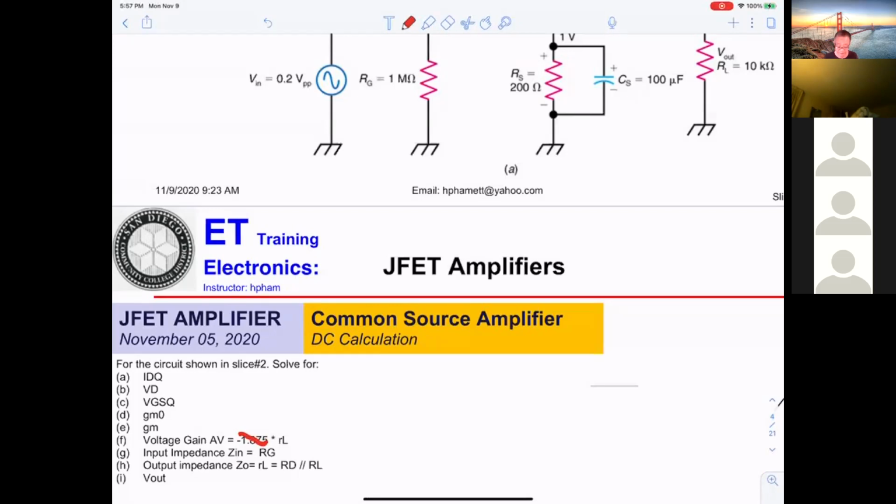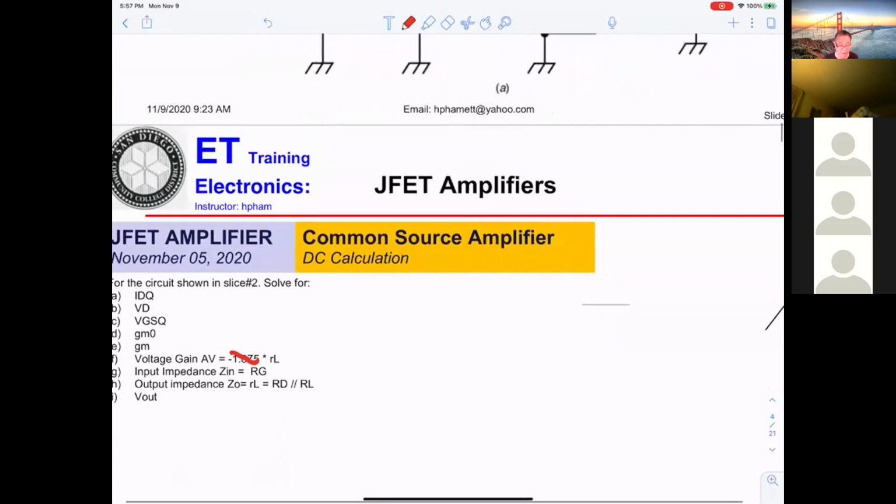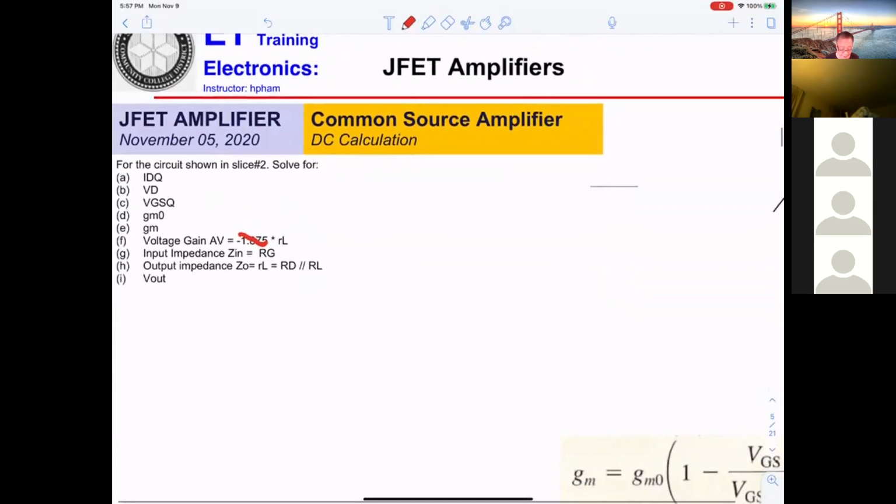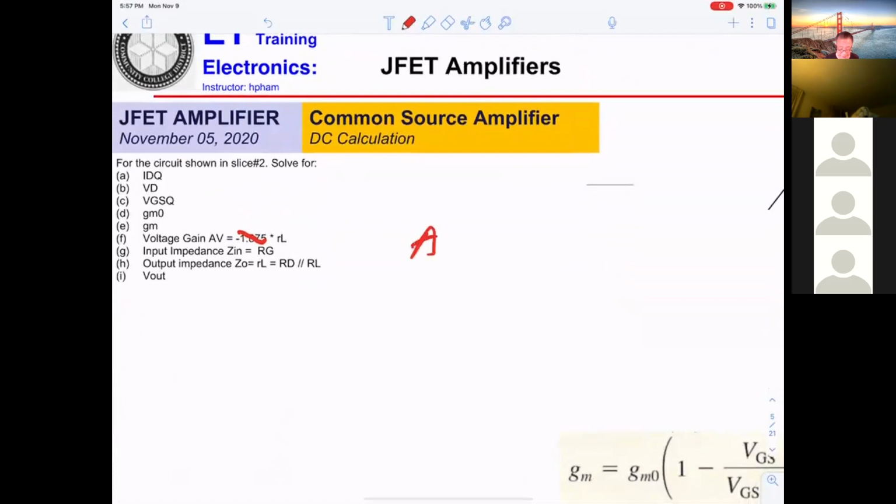Remember, sometimes they're using RL, okay? Let's see, AV equals minus gm times... They can be using r out, or they can be using small r for the AC load, okay? That is the AC load.